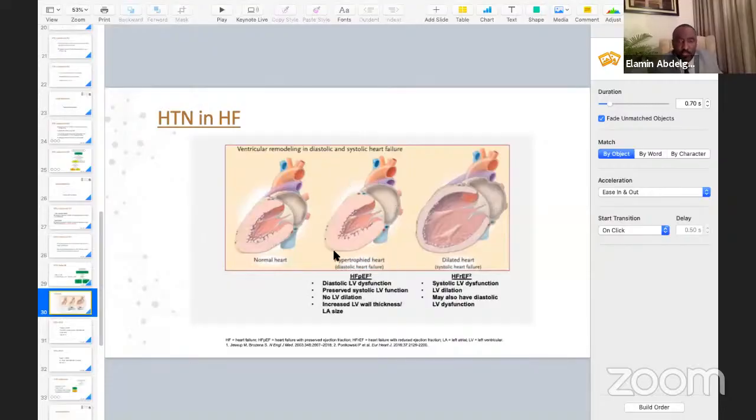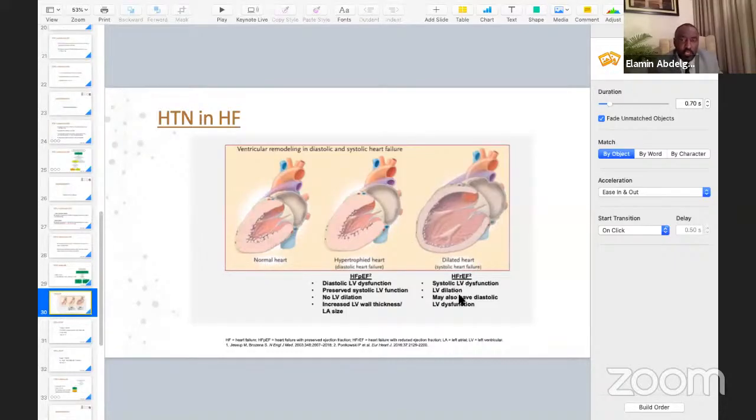So as is well shown and described here in this schematic drawing, regarding the systolic dysfunction in heart failure with preserved ejection fraction, we tend to get hypertrophy of the cardiac myocytes of the left ventricle, narrowing of the ventricular cavity and increment of the left atrial cavity.